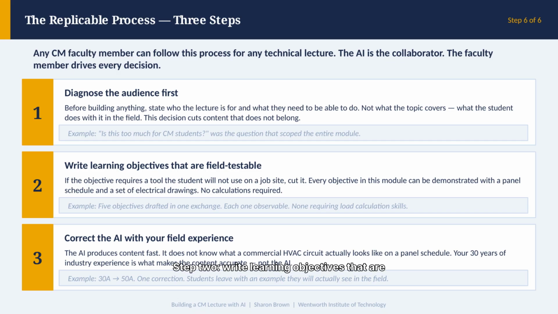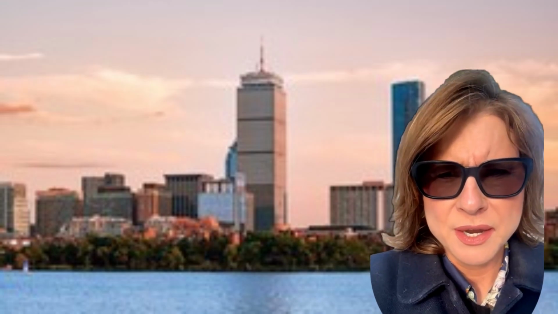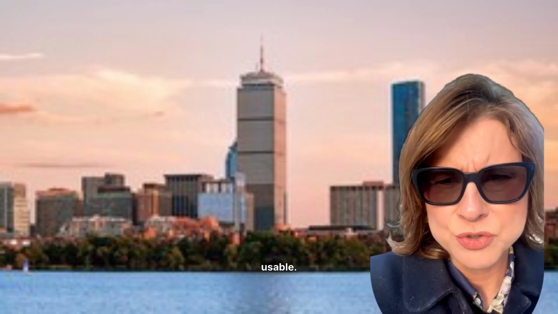Step 2. Write learning objectives that are solid. If you cannot describe what the student does with this knowledge, the objective is not finished yet. Step 3. Correct the AI with your experience. This is the step that most faculty discussions about AI skip entirely. The AI is fast. It is also wrong in ways that require expertise to catch. The single pole breaker versus the double pole breaker was invisible to the AI. Your expertise is not replaced by this process. Your expertise is what makes the output usable.